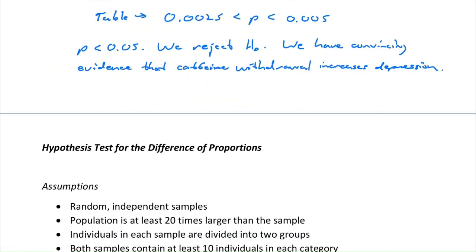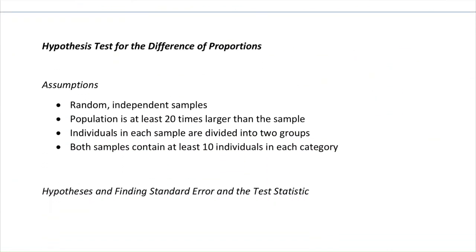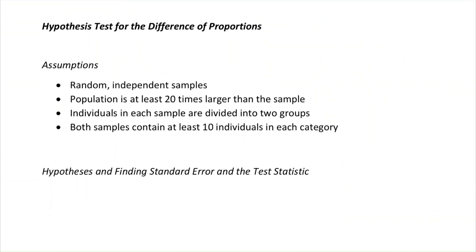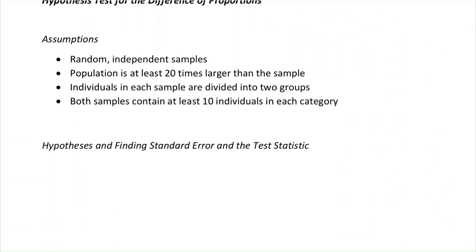So let's finish up now by looking at the proportions. So we're going to do the same process, but now we are going to get into proportions rather than means. All right. And so here we've got the similar assumptions. We've got independent random samples.